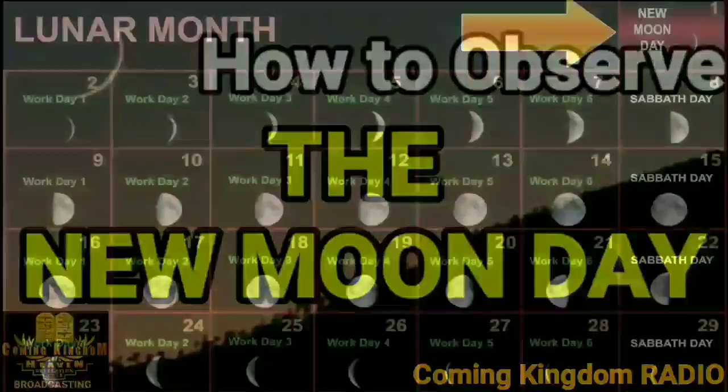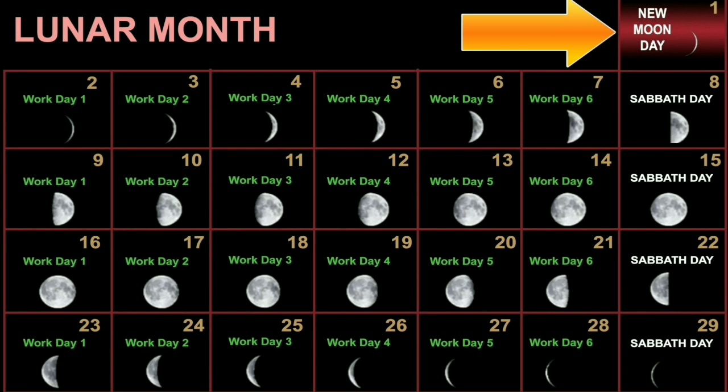So on a new moon day, which is the day after the last Sabbath of the month, we can look at the scripture to see what they did. In that way, we can understand how to observe the new moon day. We can look at Nehemiah chapter 8, verse 1 to 12. You see that on the new moon day, they went to worship the Most High.